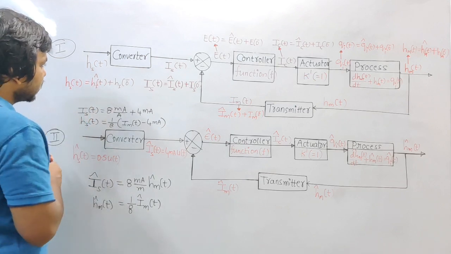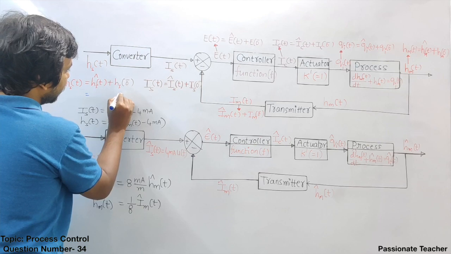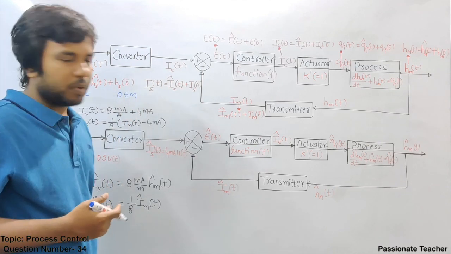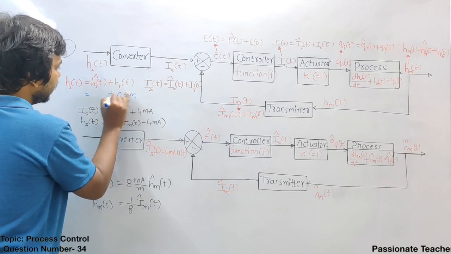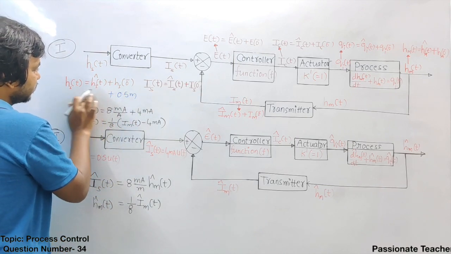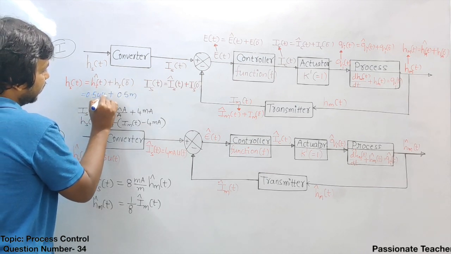What was the initial steady state set point? We know that this is going to be 0.5 meter, because initially the required water level is 0.5 meter, and the amount of deviation we expected after 9 am is an extra 0.5 meter, that is 0.5 into U of t.